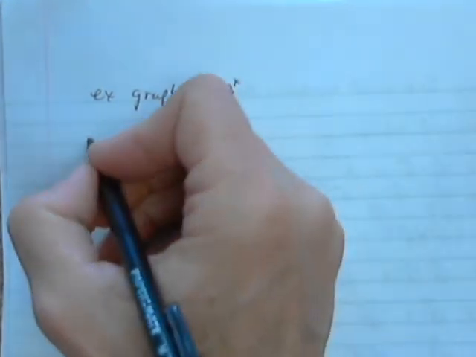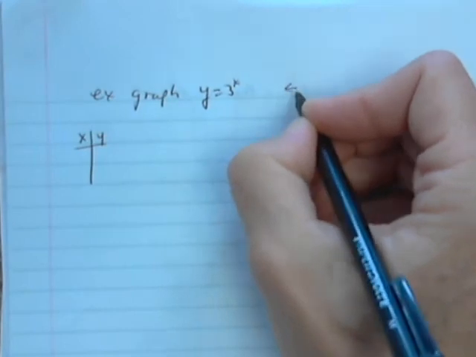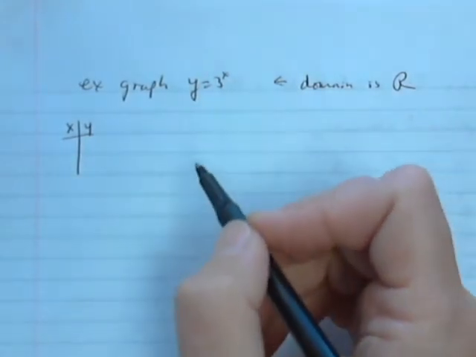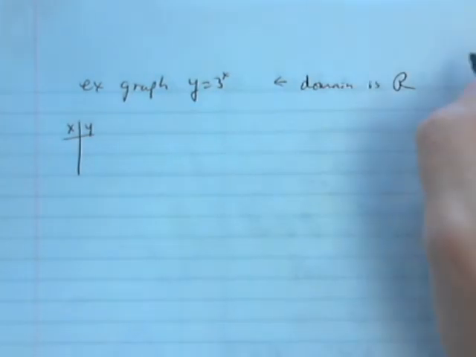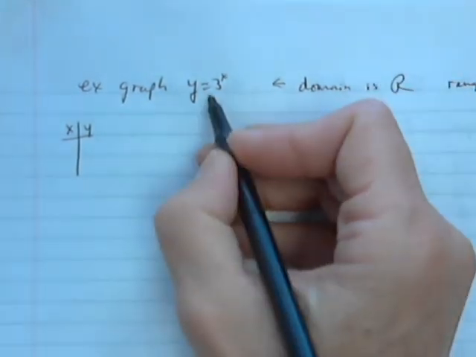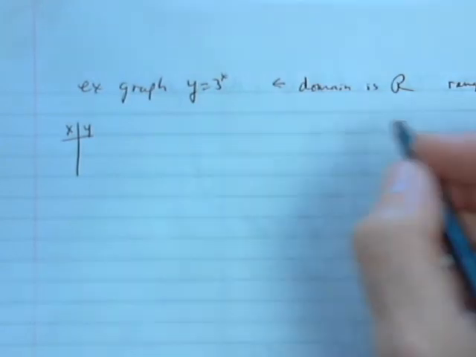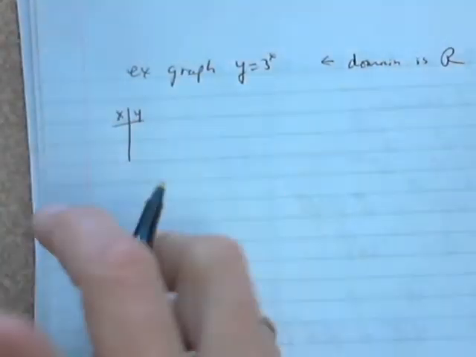If you wanted to set up a quick xy table of y equals 3 to the x, well, the domain is all real numbers, which means you can put in anything for x. Negative, positive, anything you want. But the range for y equals 3 to the x, if you remember, you had an asymptote of the x-axis, which makes the range y greater than 0. So everything is going to be above the x-axis, and we'll see that with our table of values.